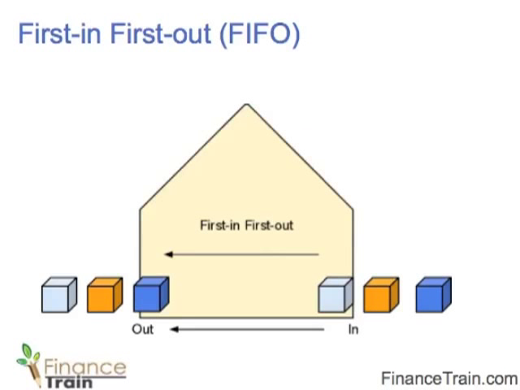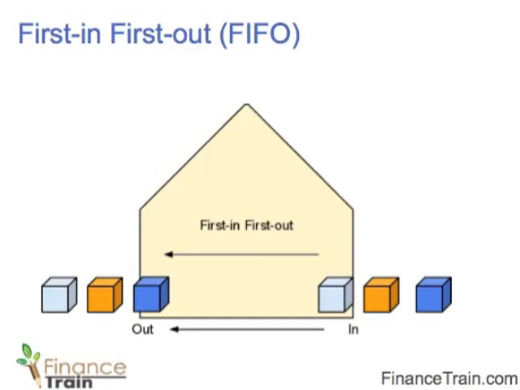The first in, first out method assumes that the goods produced or purchased first are also sold first. In the diagram, the goods represented by the light blue box, orange and dark blue boxes enter and leave in the same order. The light blue box comes in first, is processed, and is first to leave the facility. That means the goods purchased or produced most recently will remain in the inventory.